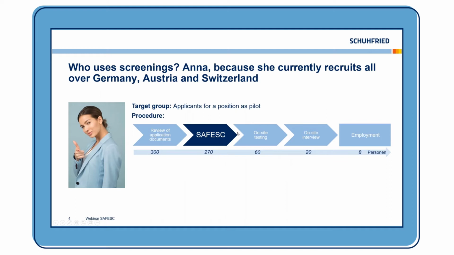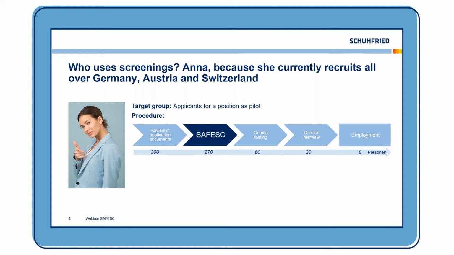And one of those persons is Anna. And Anna is currently recruiting all over Germany, Austria, and Switzerland. Her target groups are applicants for a position as a pilot, and her procedure looks as follows. First of all, she does a review of all application documents. And as you can see here, she has a lot of applicants, a high number of applicants, 300.